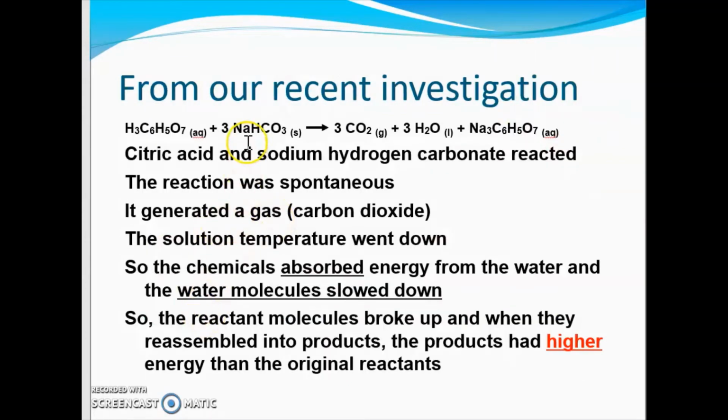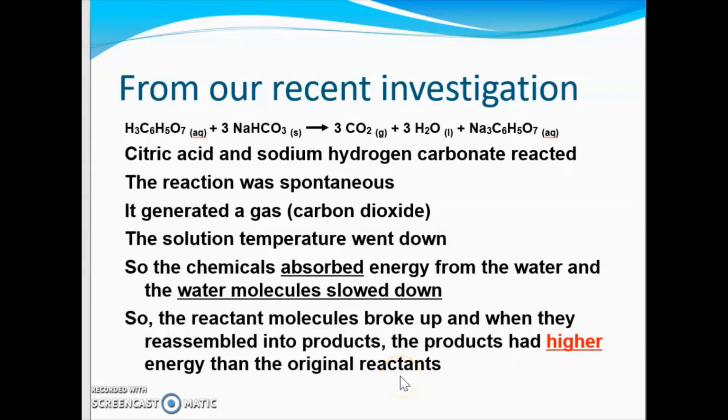which had citric acid and sodium hydrogen carbonate reacting, the reaction was spontaneous. It went on its own. I put the two things together and it didn't need any kind of catalyst or spark to get the reaction to go. It generated a gas, and since the gas is non-flammable, you can say, oh, that must have been carbon dioxide. If it had been oxygen or hydrogen, it would have burned. But what we saw was that the solution temperature went down.